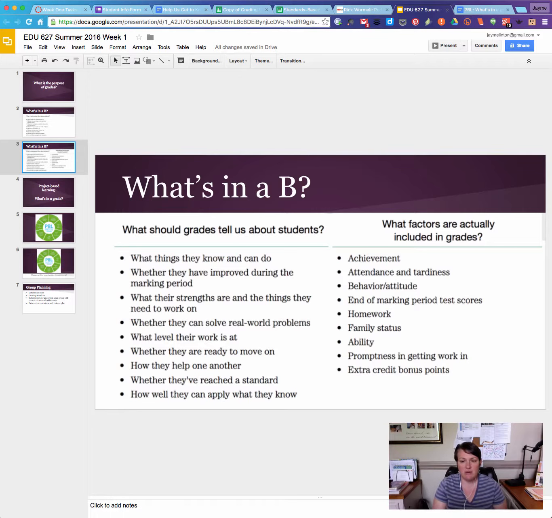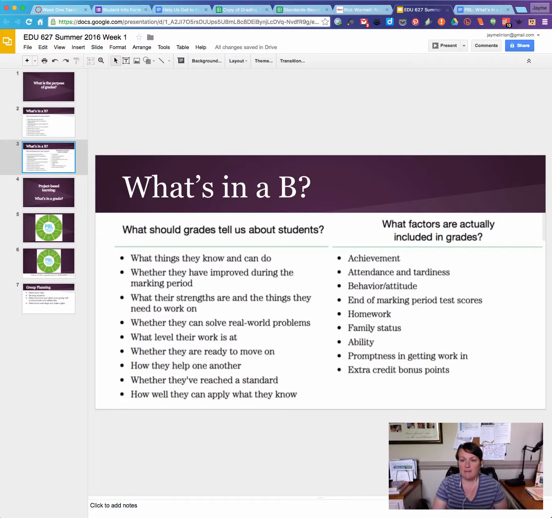It could mean my student really does understand the math and is really progressing at like an A level in terms of the content, but my child had some missing assignments or turned some things in late, or maybe didn't do homework a couple of nights, and so the A was knocked down to a B. That's what the B could mean.